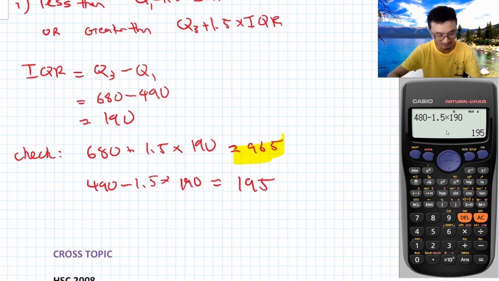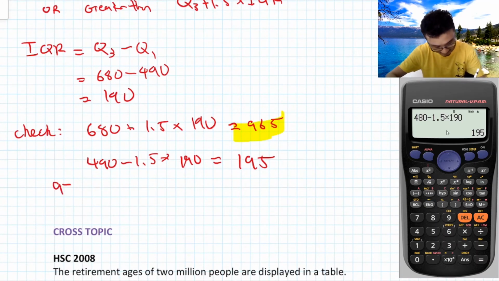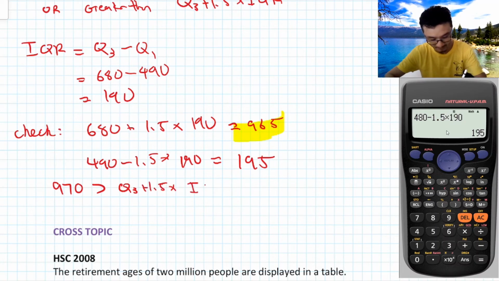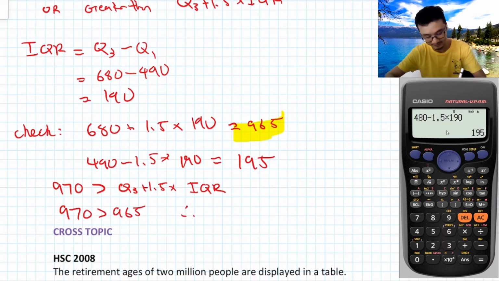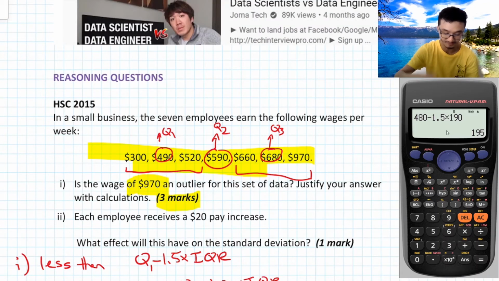So I'll just have a concluding statement. 970 is greater than Q3 plus 1.5 times the IQR. 970 is greater than 965. Therefore, it is an outlier. Make sure you justify your answer with the calculations. You can't just say yes or no to get the full 3 marks.